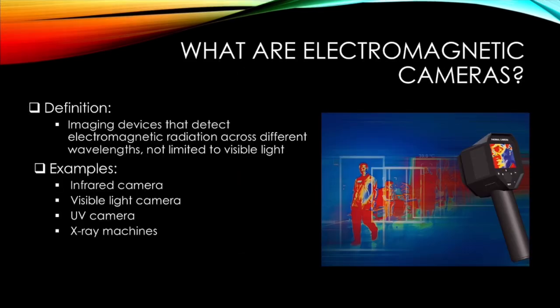Now, moving outside the field of basic cameras, I want to talk about what electromagnetic cameras are as a whole. What I mean by this is that these are imaging devices that detect electromagnetic radiation across different wavelengths, not limited to visible light. Some examples are infrared cameras, visible light cameras, just like I talked about, UV cameras, and X-ray machines. Now, before we move on to what exactly infrared is and all of that, I just want to break down what the electromagnetic spectrum is.